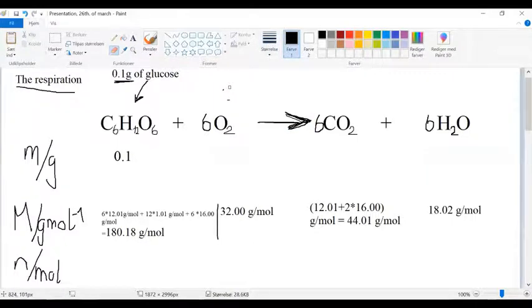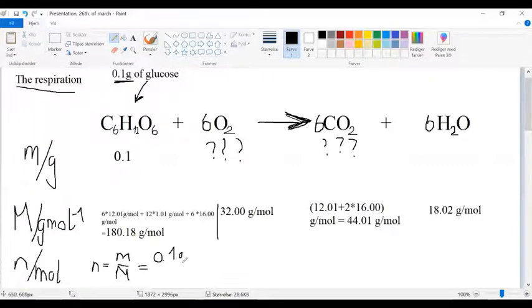Just delete this again. Okay, so now we're ready to do the chemistry calculations, and we want to know how much carbon dioxide is being formed. We can also calculate how much dioxygen is being consumed in the reaction. So the amount of substance is equal to mass divided by molar mass. So that will be equal to 0.1 grams divided by 180 grams per mole. So that was the number here and the number there that I used.